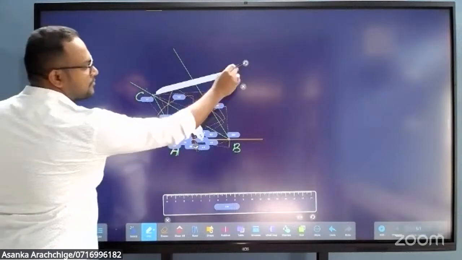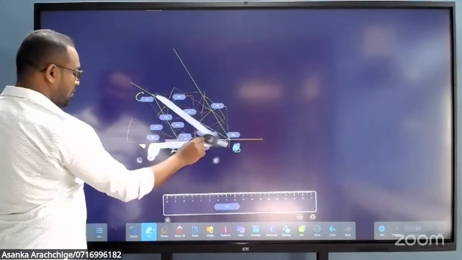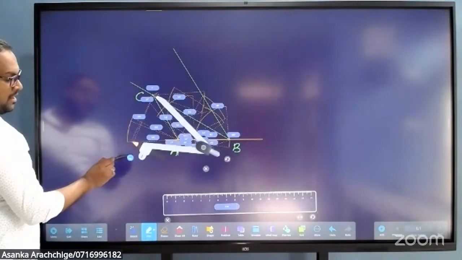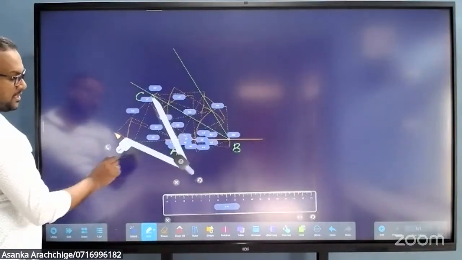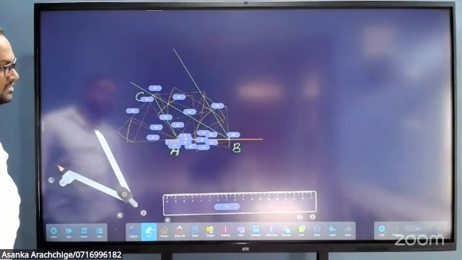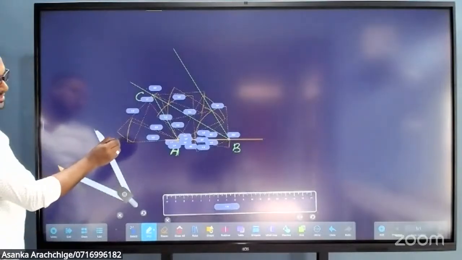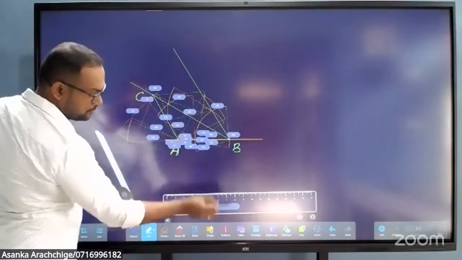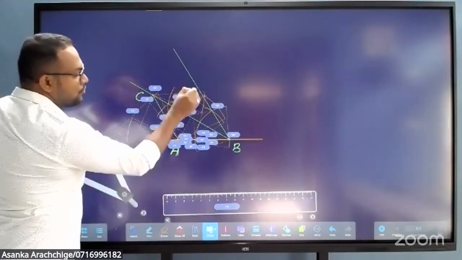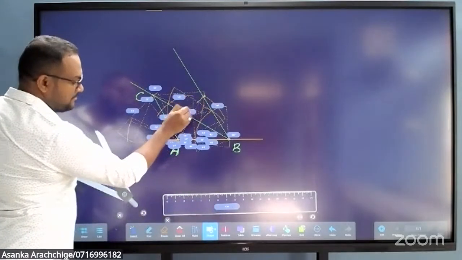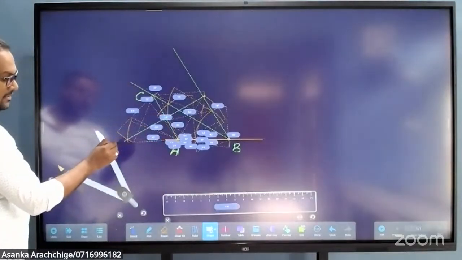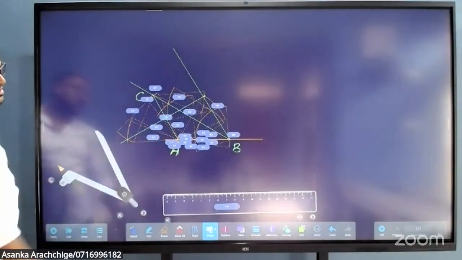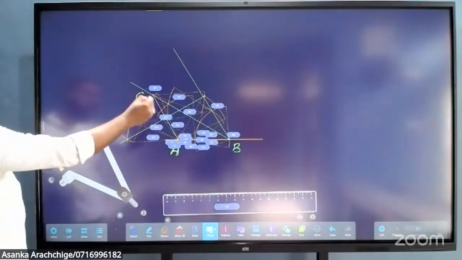Actually, you don't want me to explain how to construct the perpendicular bisect of a given straight line. So these are the 2 points of intersection. Then you have to join them with rule and pencil like this. Now this is the perpendicular bisect of AC.